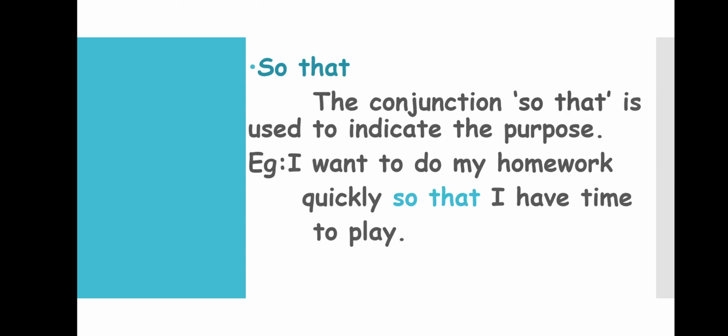The next one is so that. The conjunction so that is used to indicate the purpose. That is, if you want to show the purpose why something has happened, you can use so that. Look at the example. I want to do my homework quickly so that I have time to play. So your purpose is that you want to play. So in order to do that, you have done your homework very fast. Okay, so the purpose is to play.